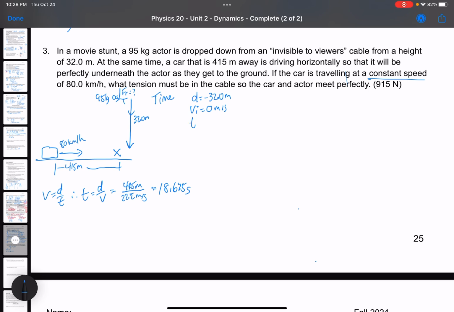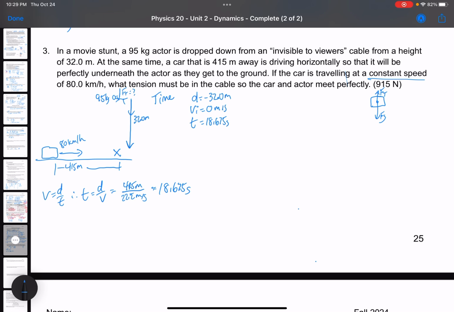Okay. The time that they have is 18.675 seconds. And if you think about it, if I'm looking for a force of tension, then I'm going to have a free body diagram. We're going to start over here. So there's going to be an FG, and there's going to be some sort of tension.